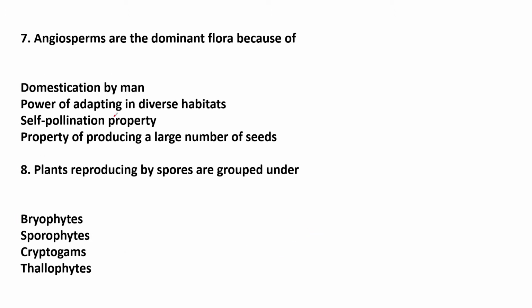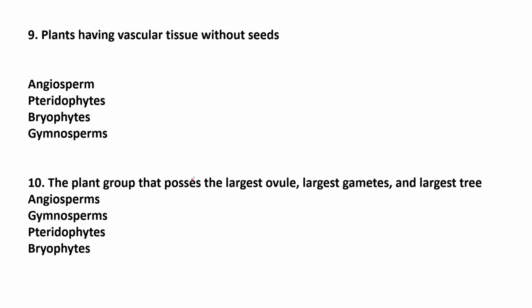Next, angiosperms are the dominant flora because of, options are domestication by man, power of adapting in diverse habitats, self-pollination property, and the fourth option is property of producing a large number of seeds. Power of adapting in diverse habitats. Plants reproducing by spores are grouped under Bryophytes, Sporophytes, Cryptogams and Thallophytes. It is Cryptogams, right? Plants having vascular tissue without seeds: Angiosperm, Pteridophytes, Bryophytes, Gymnosperms.